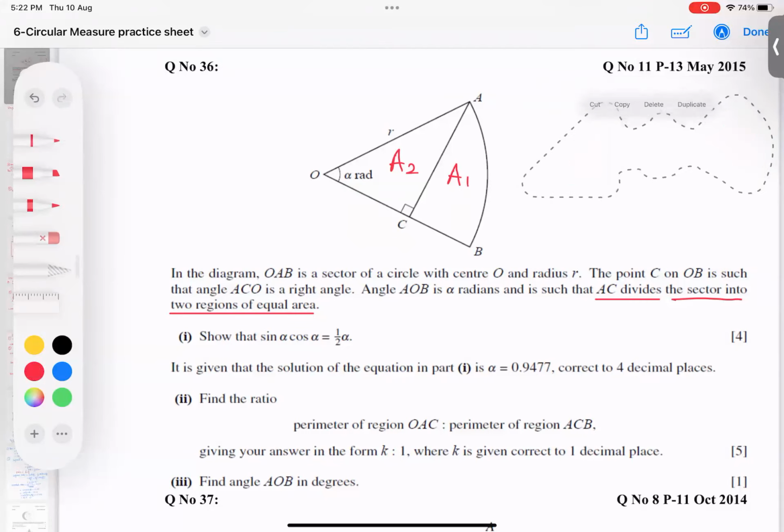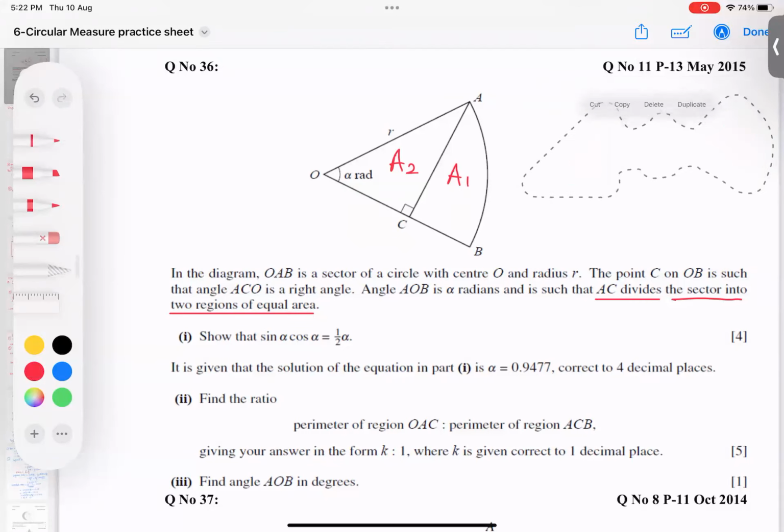What was my target? Sine alpha cos alpha is equal to half alpha. So alhamdulillah rabbil alameen, the target is achieved. Okay, so this is proved. So first part is done. Part number 1 is done. Let's go for part number 2.